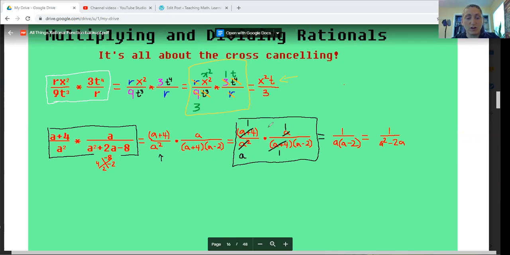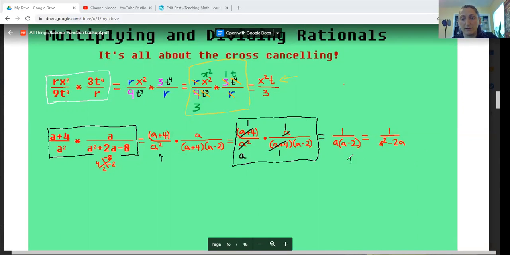And we can cross cancel. We have an a plus 4 on top and an a plus 4 on the bottom. Yay, bye-bye. A squared and a, cool. That a turns into a 1 because it cancels out one of these and you have a regular a on the bottom. So now all we have left is 1 on the top in our numerator, and in our denominator we have a times a minus 2.